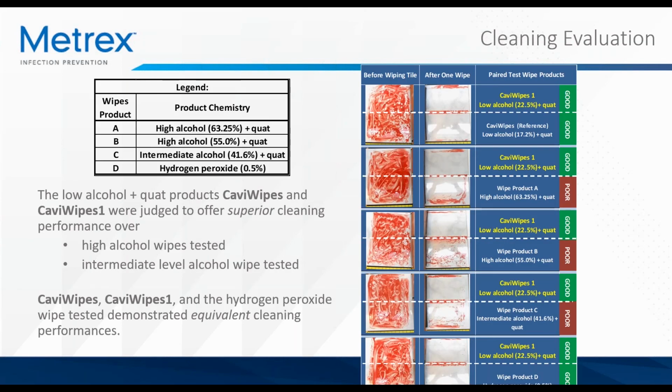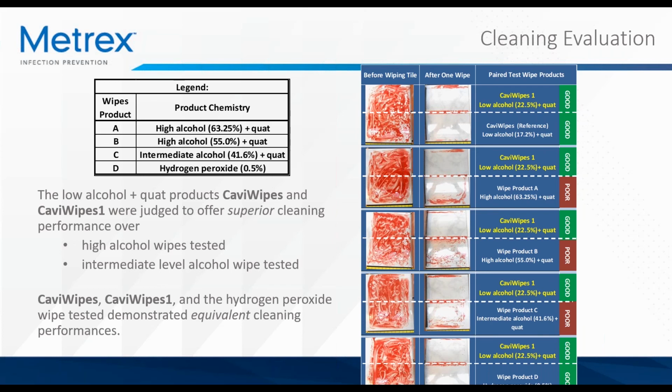Metrex conducted an internal cleaning evaluation seen here. Blood-based fatty soils were applied to stainless steel test coupons. The soil was allowed to dry and the coupons were then subjected to a standardized soil removal protocol. CaviWipes 1 and CaviWipes, two low-alcohol Quat Metrex products shown at the top, exhibited good soil removal. One wipe with the machine successfully removed the soil from the surfaces of the test coupon, leaving the stainless steel clean. Wipe products A, B, and C exhibited poor soil removal in the study.